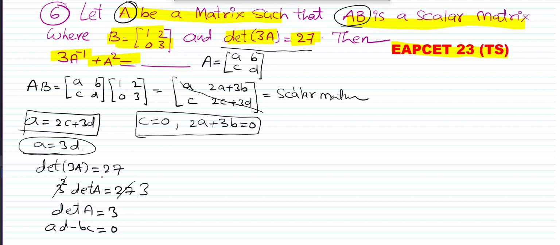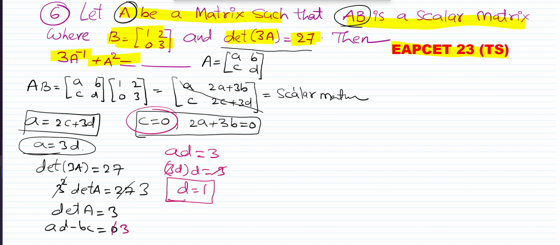AD minus BC, already we know that the C value is 0. Substituting in this, that is AD is equal to 3. And A value is 3D, substituting this 3D into D is equal to 3, 3 cancel, D square is equal to 1. From this D is equal to 1, D value is 1. Substituting in this equation, A is equal to 3D, that means A value 3 into 1, that is equal to 3, A is equal to 3.